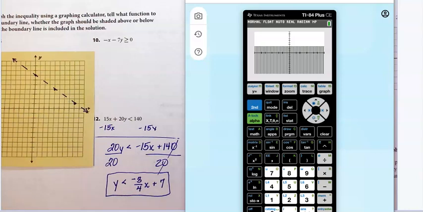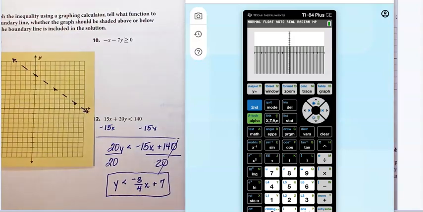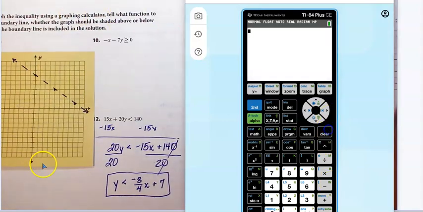So let me redo this. Okay, so there's my line. It's a dashed line again because it just says less than. Then I've got to figure out which way to shade it. I like to use the test point 0, 0 because it's easy.